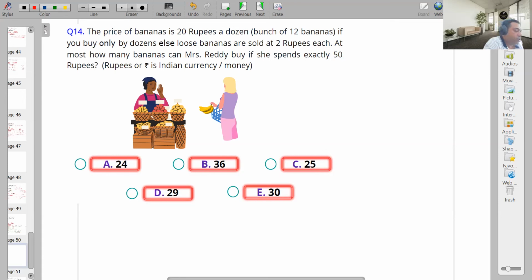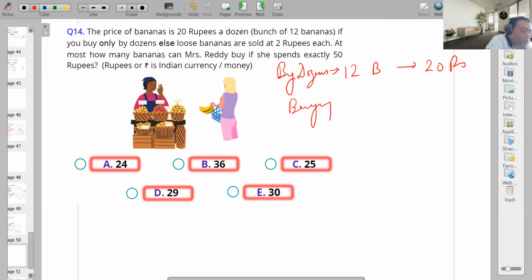Rupees is Indian currency. So let's understand this. If she's buying by dozens, for 12 bananas, she is paying 20 rupees. This is by dozens. Now, if she's buying loose bananas, in that case, she's paying 2 rupees for each banana. So if she buys 12 bananas at this price, she'll be spending 2 times 12, which is 24 rupees.